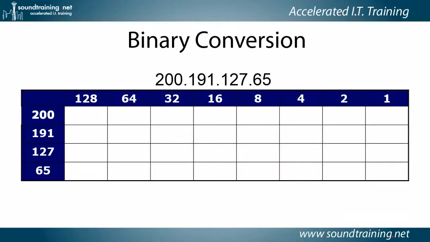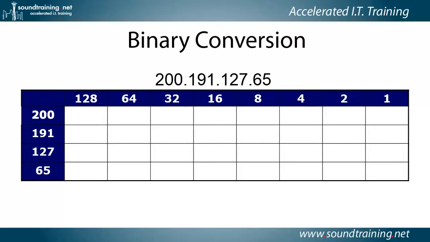Now, earlier we did the binary conversion where we went from binary to decimal. Now let's go from decimal to binary. And the way we're going to do this is with a table, which you see on screen right now. And the rows in the table represent the octets of the IP address that we're going to convert, and the columns represent the decimal values of each of the bits in an 8-bit binary number.